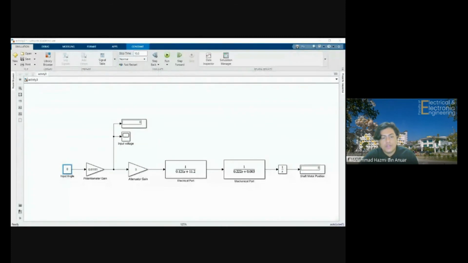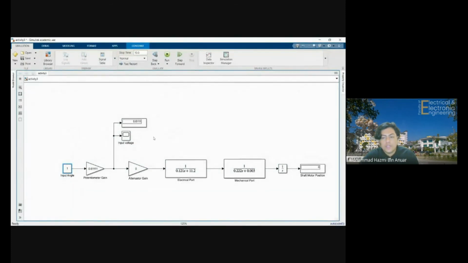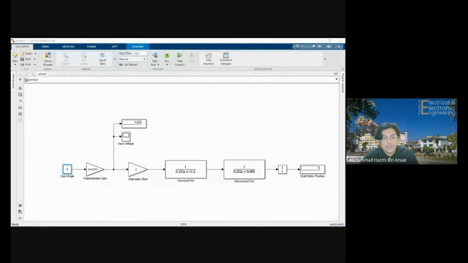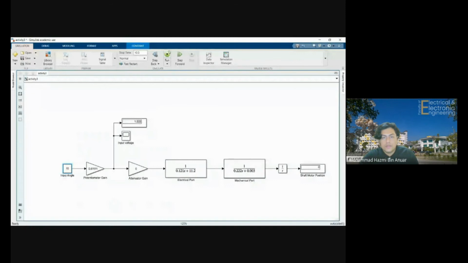Then I change the value, and we get an input voltage of 0.611, but the shaft motor position remains 0. Then we change to 2, and the input voltage increases to 1.222, and the shaft motor position remains 0. Then if I put 10 here, the input voltage increases to 6.111, while the shaft motor position still remains 0.